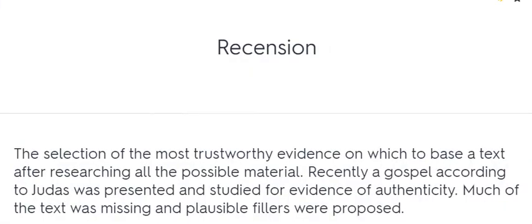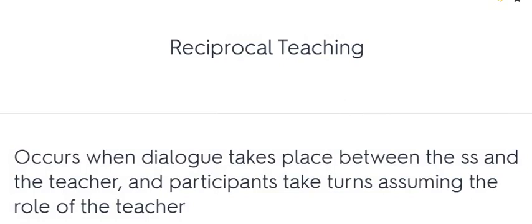Recension. The selection of the most trustworthy evidence on which to base a text after researching all the possible material. Recently, a gospel according to Judas was presented and studied for evidence of authenticity. Much of the text was missing and plausible fillers were proposed. Reciprocal teaching. Occurs when dialogue takes place between the students and the teacher, and participants take turns assuming the role of the teacher.